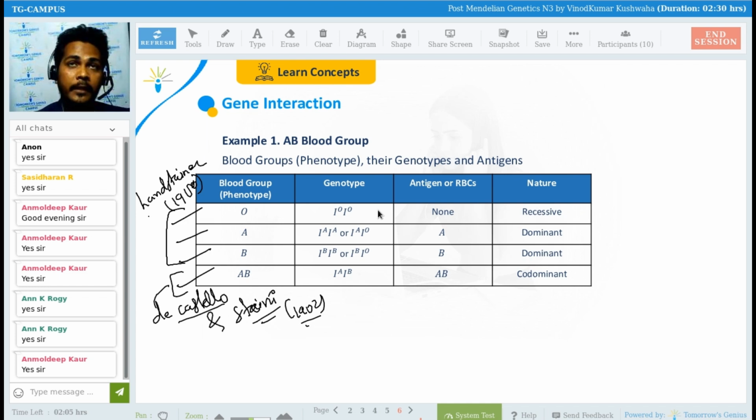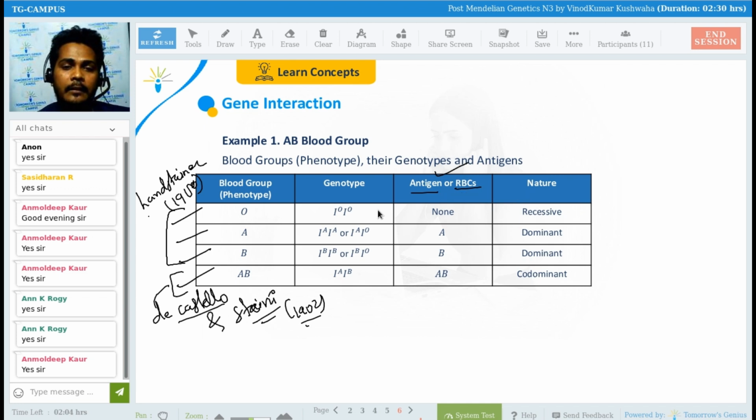Clear? Another important thing. Now here, the plasma membrane of human RBC, you know that we have RBC, that is red blood cells, right? So the plasma membrane of human RBC has glycoproteins, and these glycoproteins are called antigens, or we can say agglutinogens. So you can see here that the RBC contains antigens.